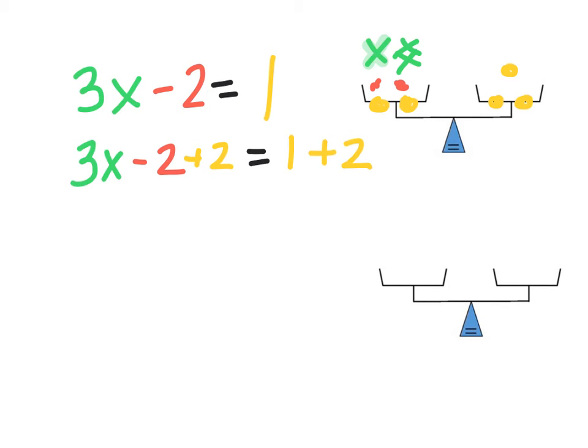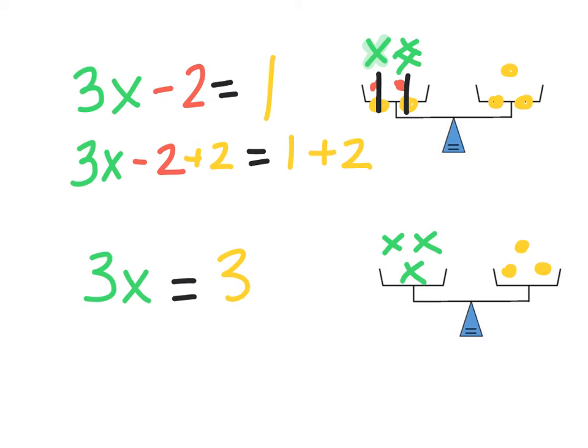Okay, this is a lot like zero pairs. These cancel out, they equal 0. So now I'm left with a simplified equation of 3x is equal to 3. Because I still have my 3x, I didn't do anything with that. Minus 2 plus 2 equals 0, so I don't have to write anything there. And now I just have to do 1 plus 2, that equals 3.